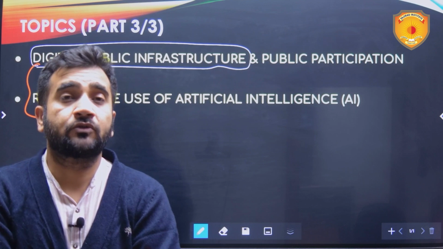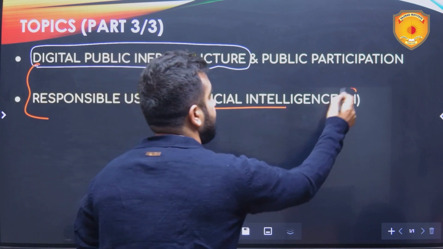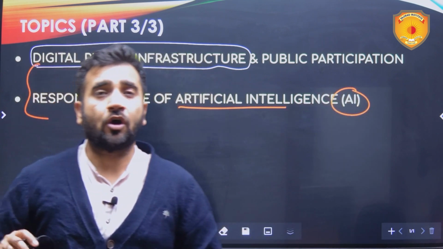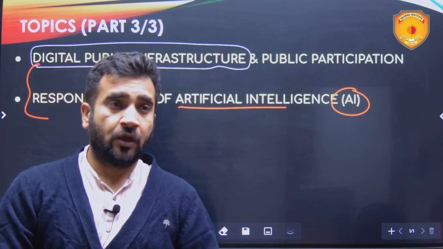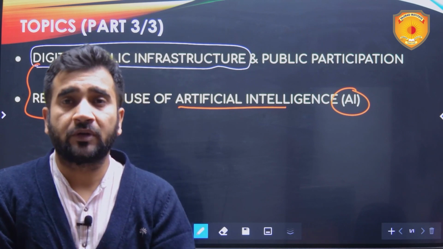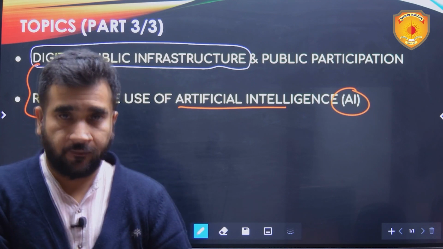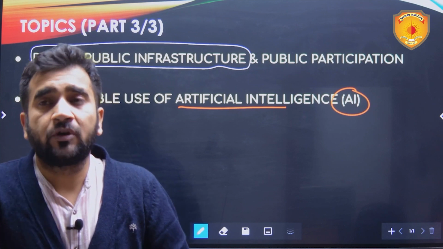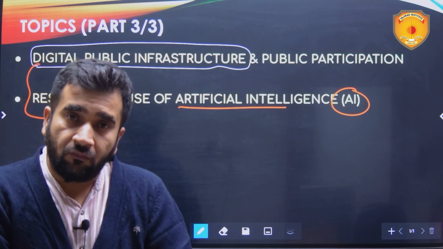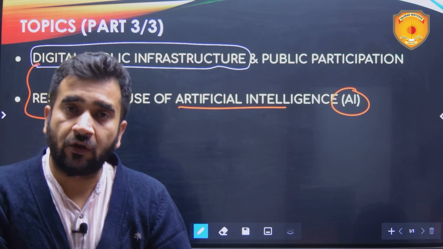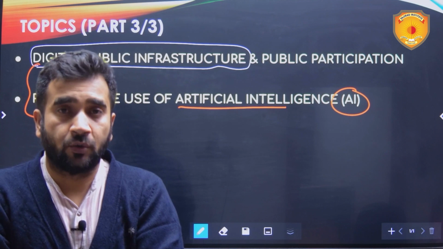The next topic which we are going to study in this session is the responsible use of artificial intelligence. Artificial intelligence is one of the most talked about terms these days. Now, what is artificial intelligence? It is when machines, particularly computers or software, try to impersonate human intelligence. Obviously, they will not be able to do so completely, because humans are bound to express emotions, which machines cannot, and humans are bound to make errors, which machines do not.